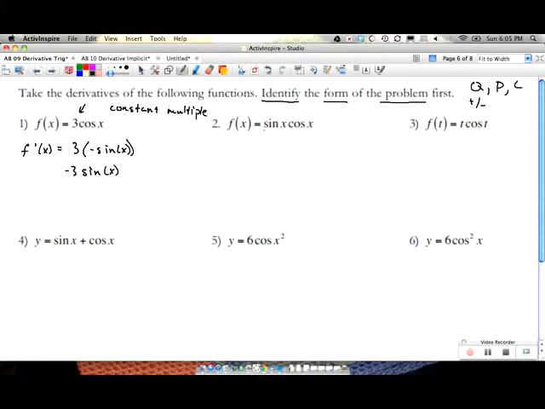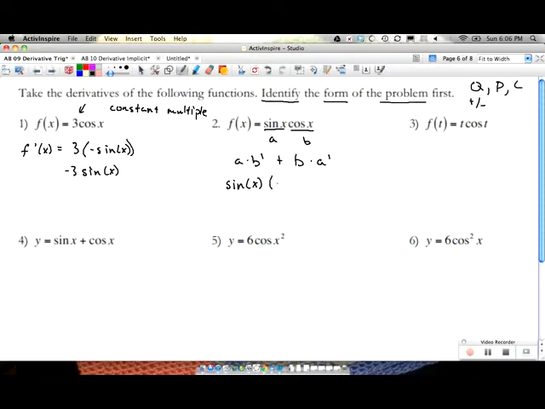For this second one here, I notice that I actually have a product rule. I've got one function times another function. We'll call these a and b. Remember, you always have a mixture, one original times the derivative of the other. So that would tell us that we'd have a times b prime plus b times a prime. Well, a is sine of x.